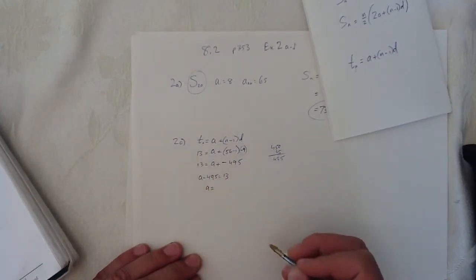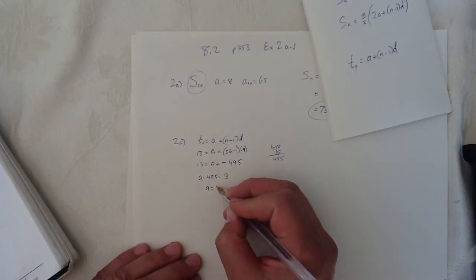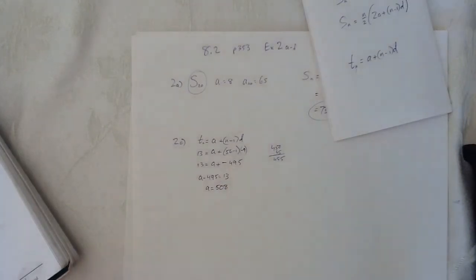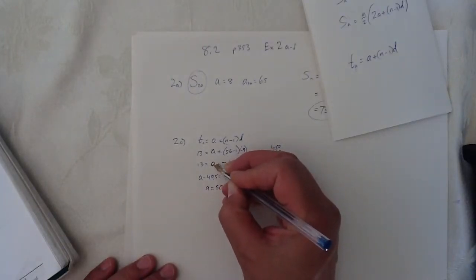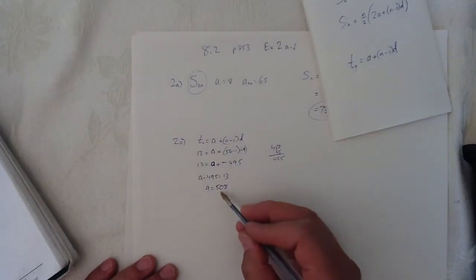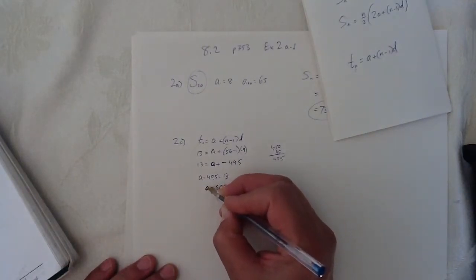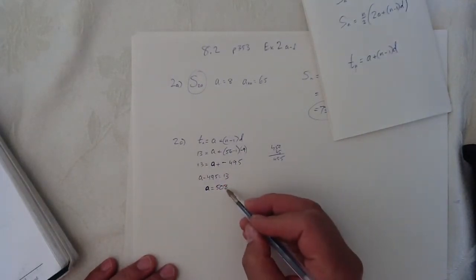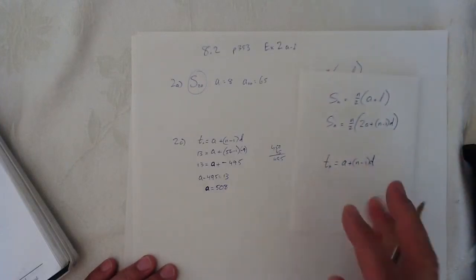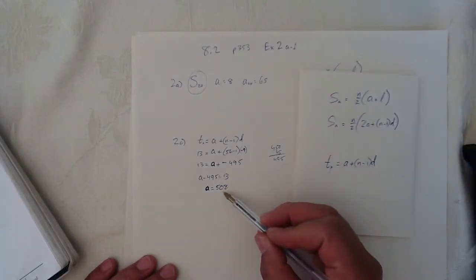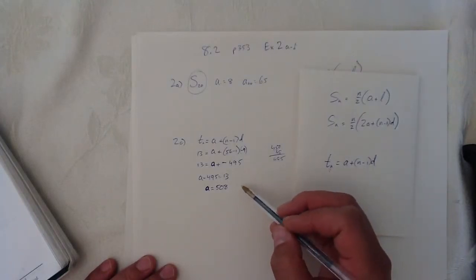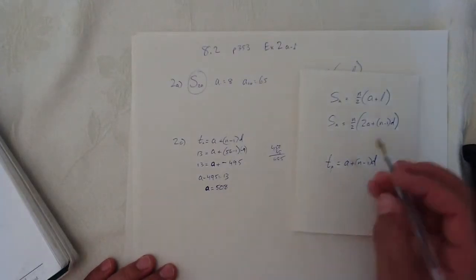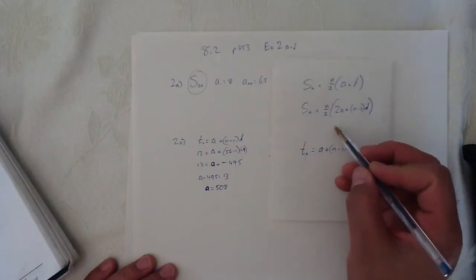A must equal 508. And so if a equals 508, I'll make my a's look like a's instead of 9s. There we go. A equals 508. We now know what a is. We know what d is. We know what n is. We're in business. We can use this formula. So let's start writing that out.